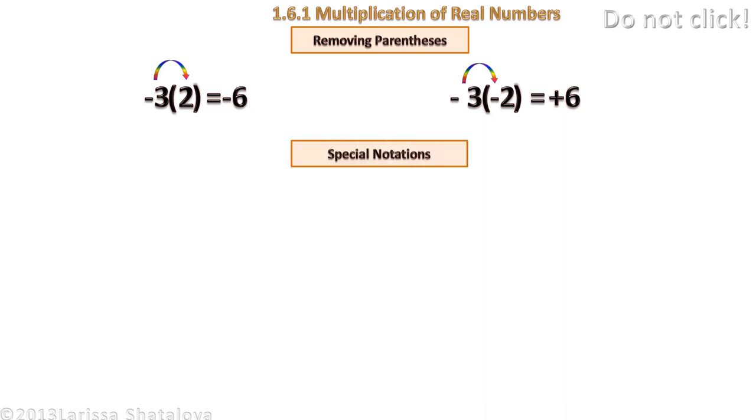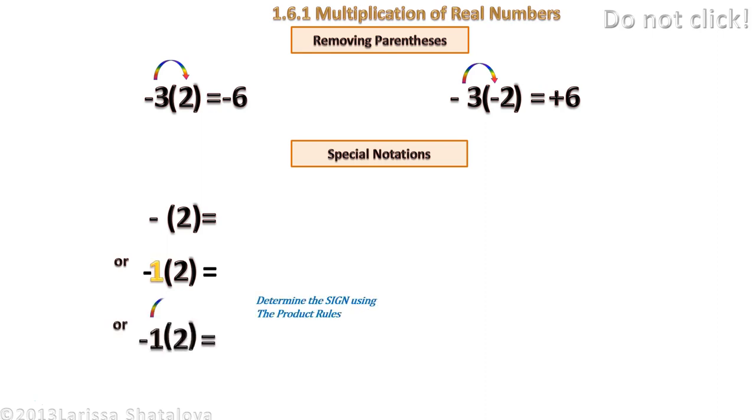Now let's talk about special notation. If you see a negative sign and then parentheses and 2 within parentheses, the question is, how can we simplify? What we have here is negative 1 times positive 2. This 1 is not visible, but it's there. So the result would be -1 times +2. Negative times positive would be negative, and 1 times 2 is just 2. So the result is -2.